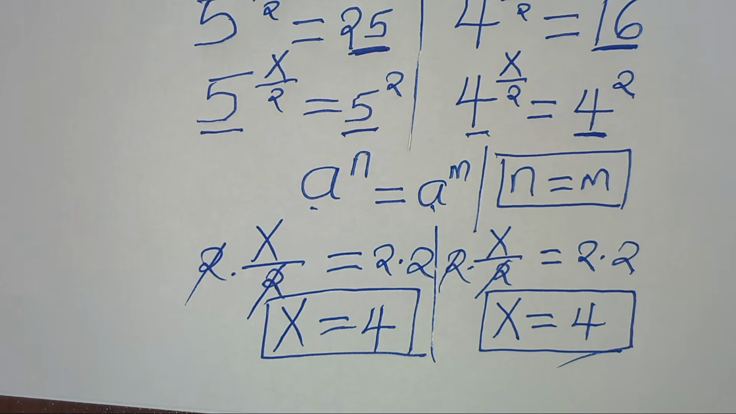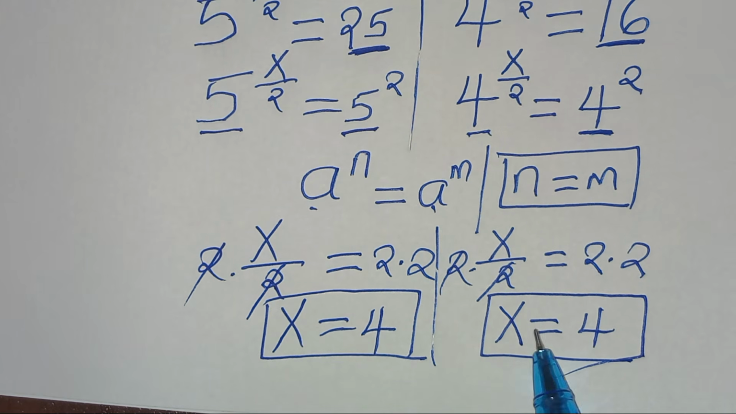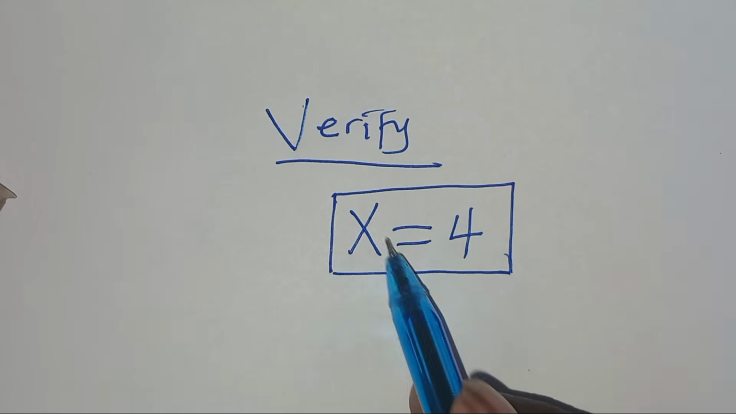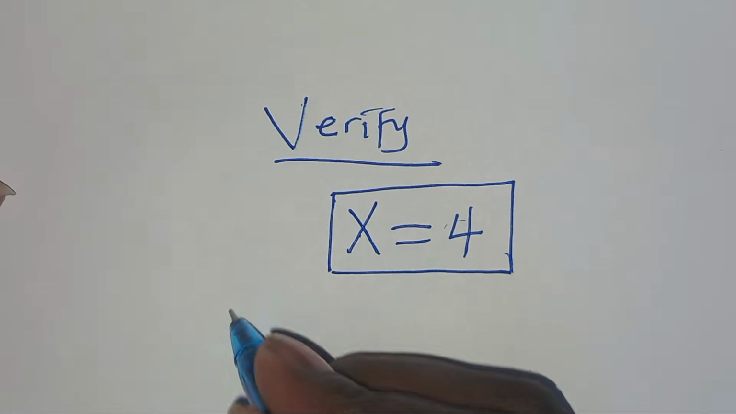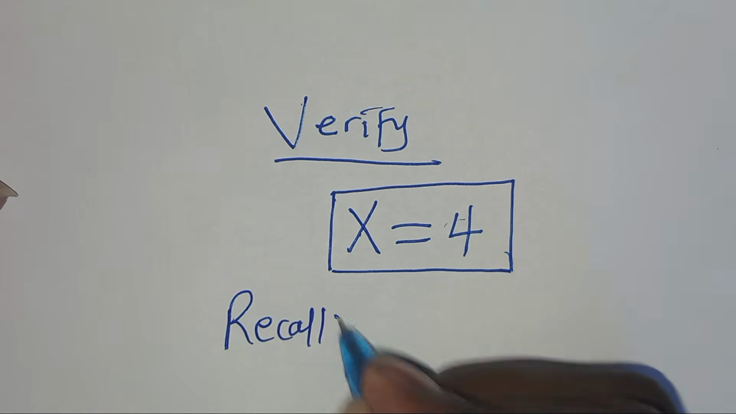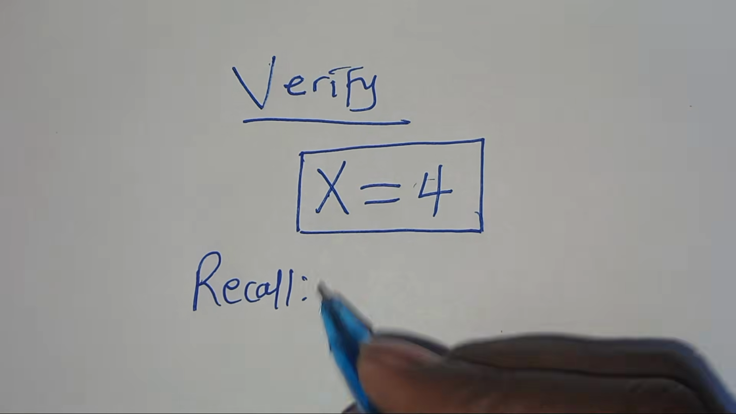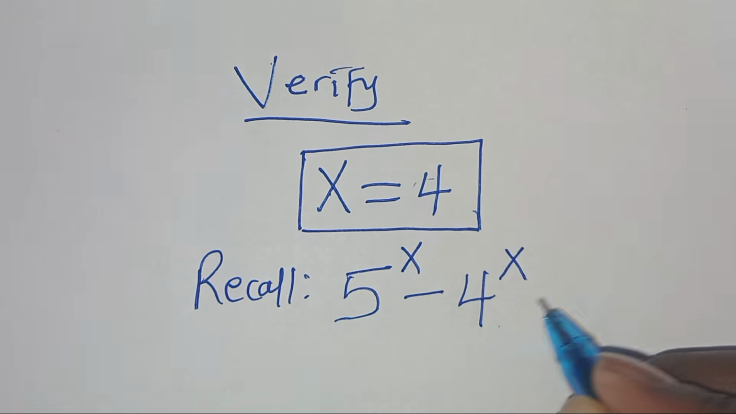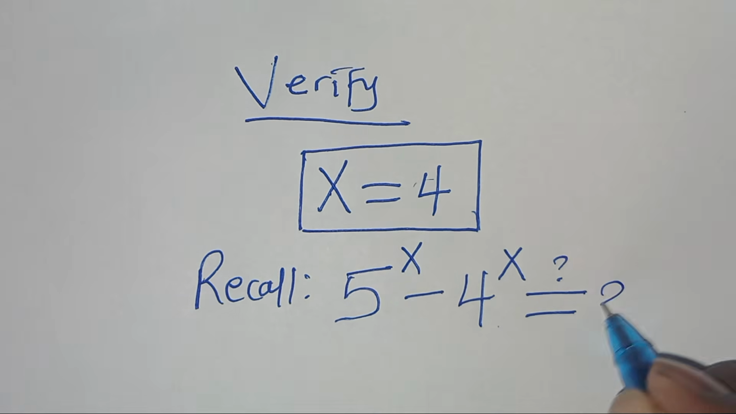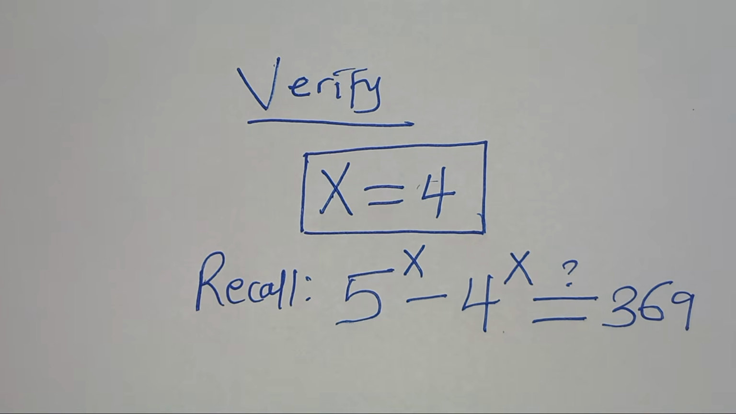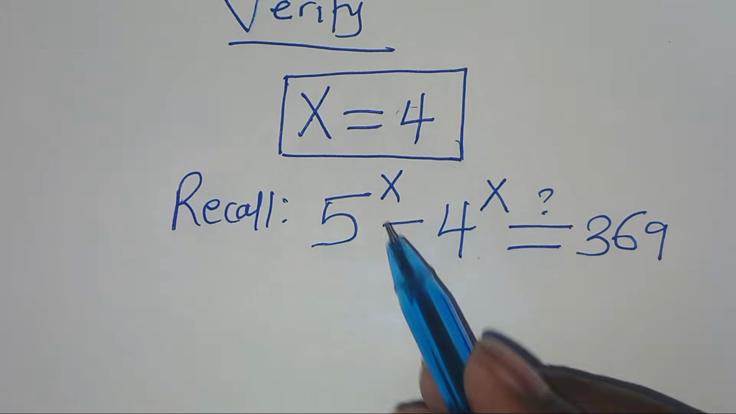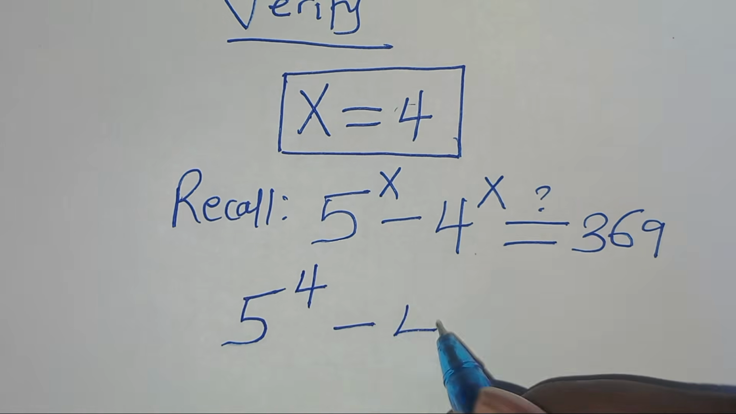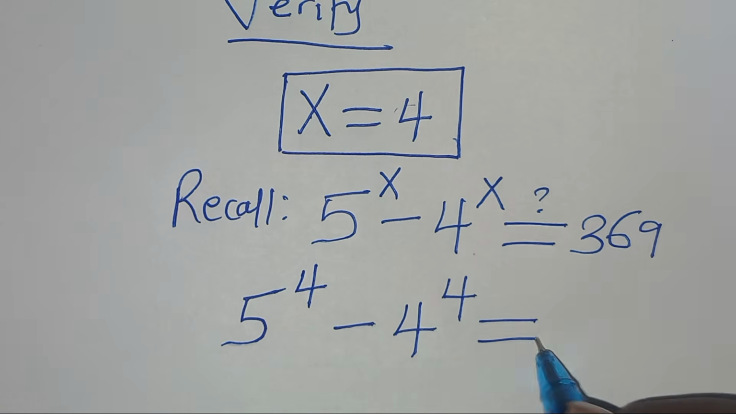Now, let's verify that this value of x, which is 4, satisfies the equation. If you recall, we have that 5 raised to the power of x minus 4 raised to the power of x is supposed to give us a value of 369. So let's substitute the value of x. So we have 5 raised to the power of 4 minus 4 raised to the power of 4. This should give us a value of 369.